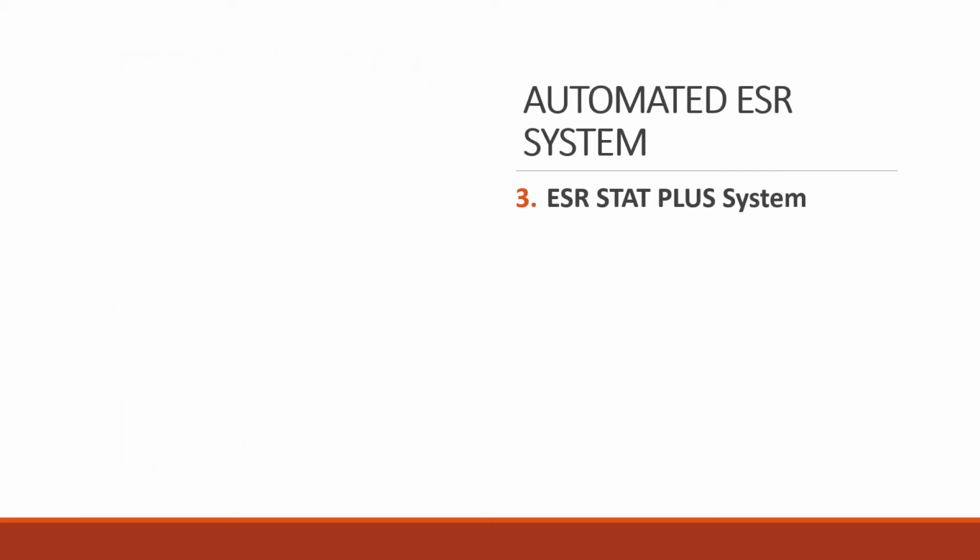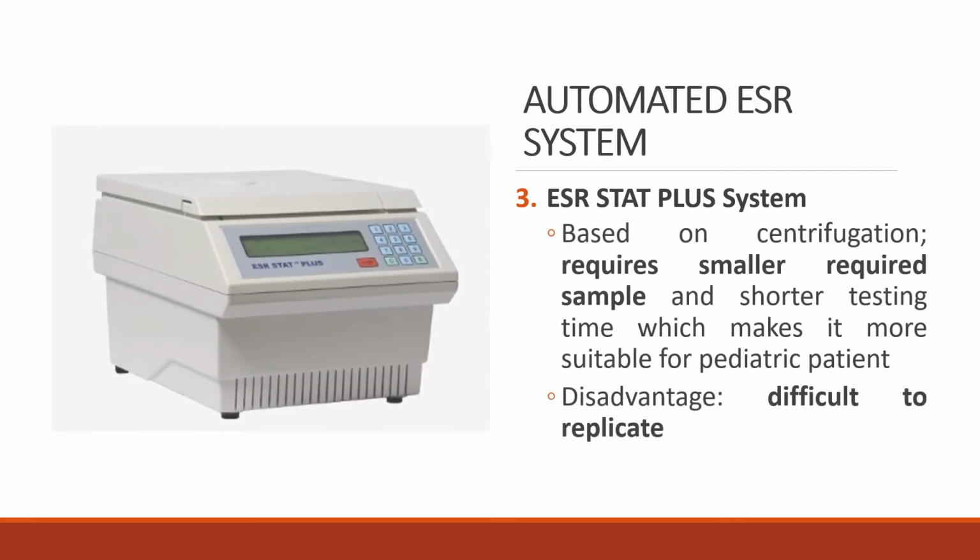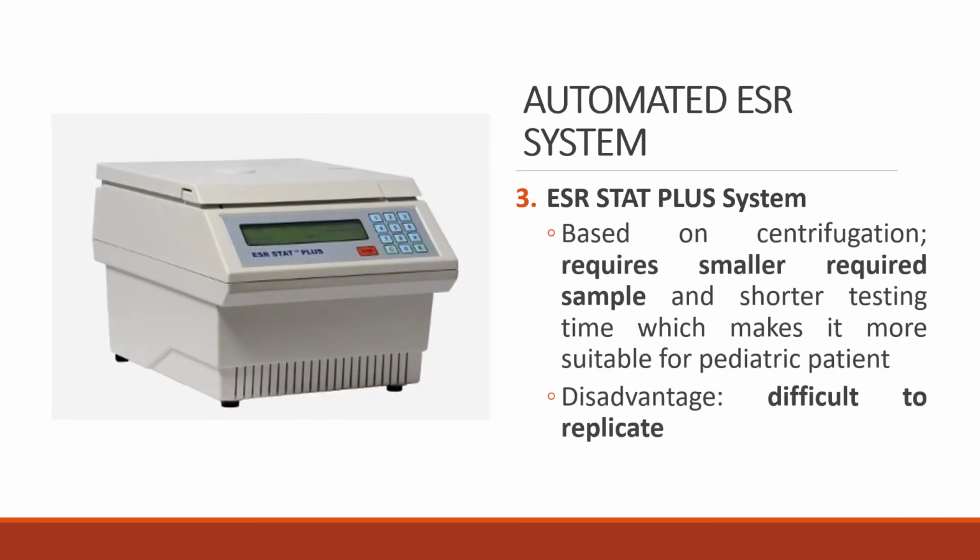Next, we have the ESR Stat Plus system. This automated method for ESR determination is based on centrifugation, and it requires a smaller sample. It also has a shorter testing time, which makes it suitable for testing samples from pediatric patients. However, the disadvantage of this machine is that the results are difficult to replicate.